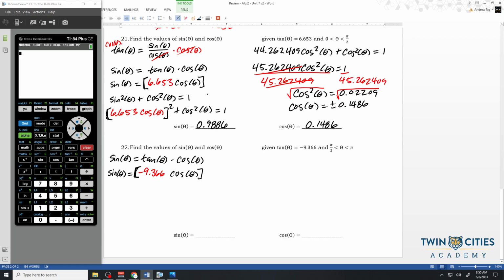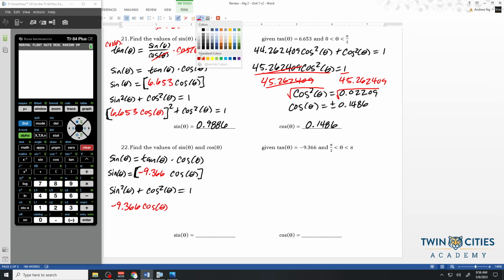And then we go to our Pythagorean identity. Sine squared of theta plus cosine squared of theta is equal to 1. And since I know sine of theta is this whole thing, negative 9.366 cosine of theta, I can plug that in for sine here. That'll be negative 9.366 cosine of theta, that thing squared, plus cosine squared of theta is equal to 1.